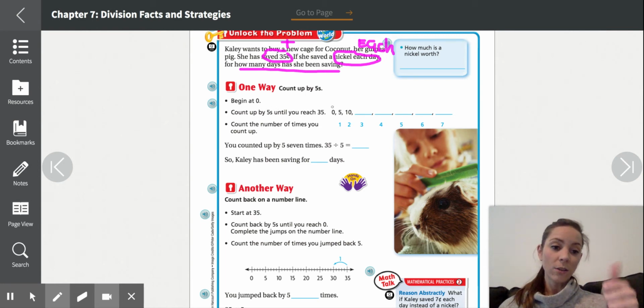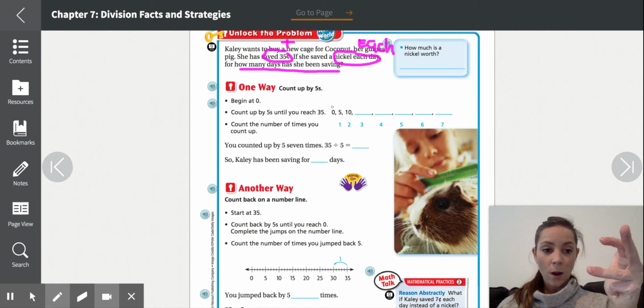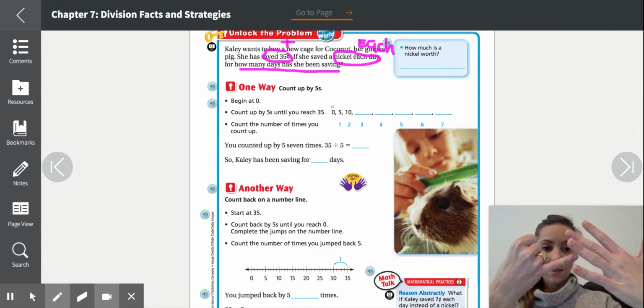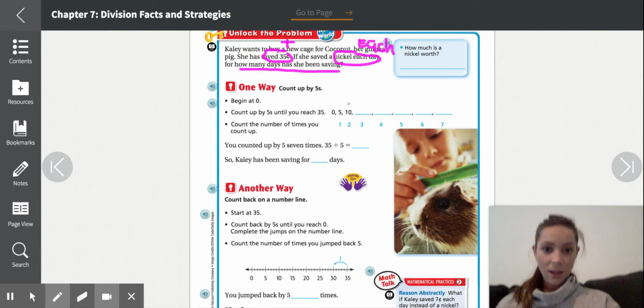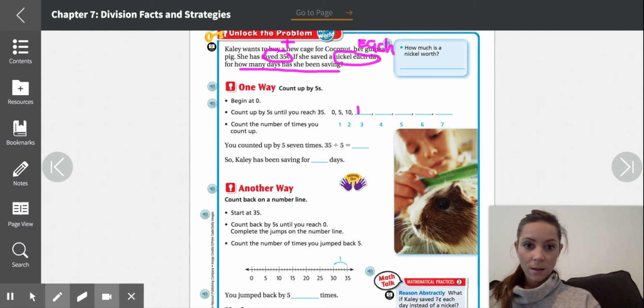Okay, so I use my fingers to see how many times. 5, 10, 15, 20, 25, 30, 35. Okay, I'm going to fill those in. This might take me a second. 10, 15, 20, 25, 30, 35.